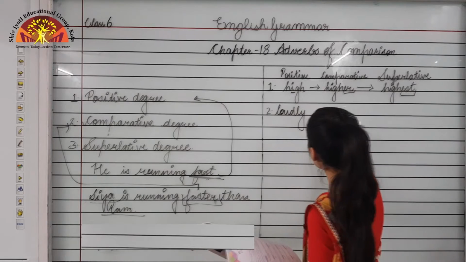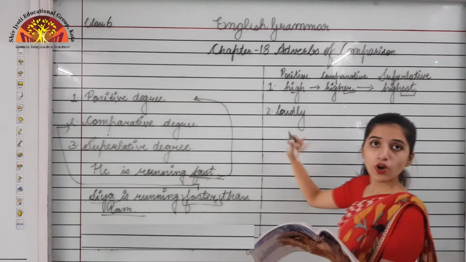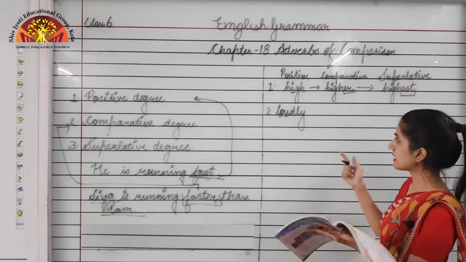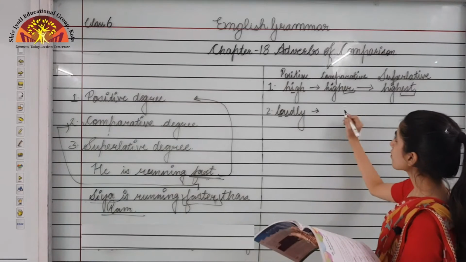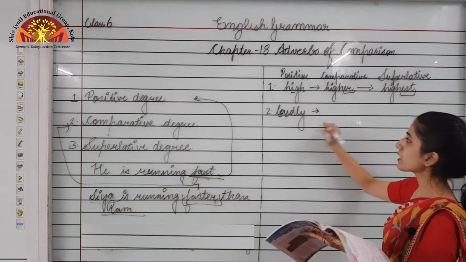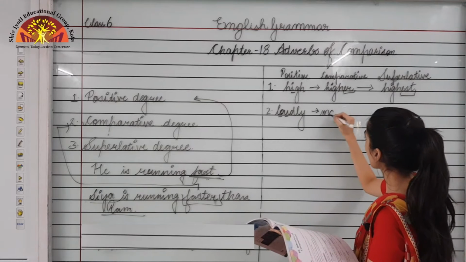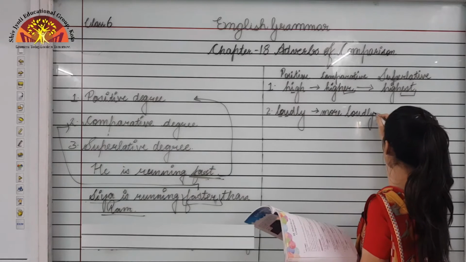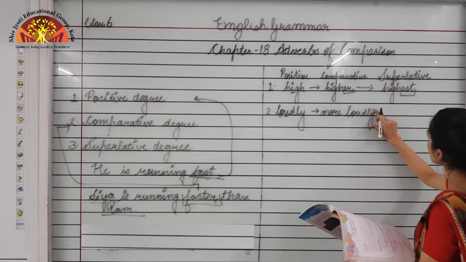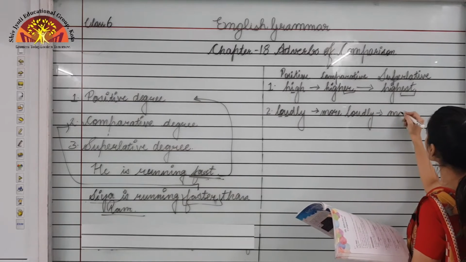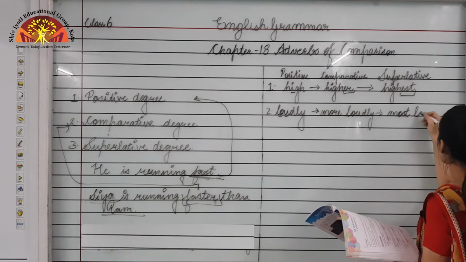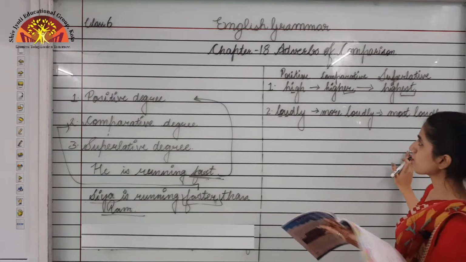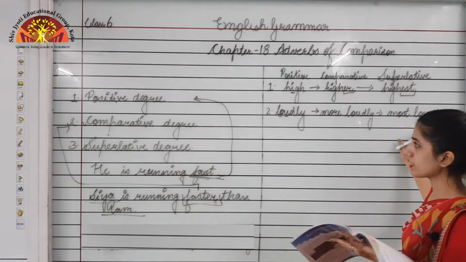Loudly. Here you can see we are having more than one vowel, O and U, isn't it? So to form the comparative degree of loudly, what would it be? More loudly. And the superlative degree? Most loudly. So in this way we need to form the comparative and superlative degree.